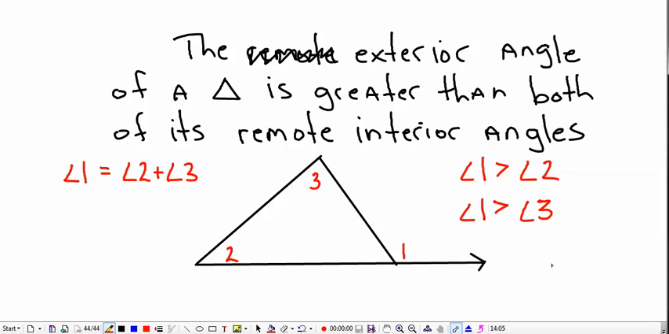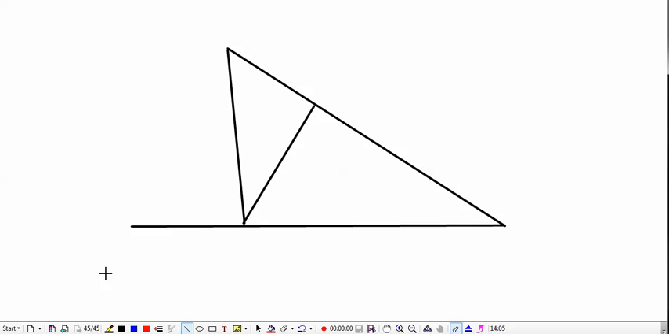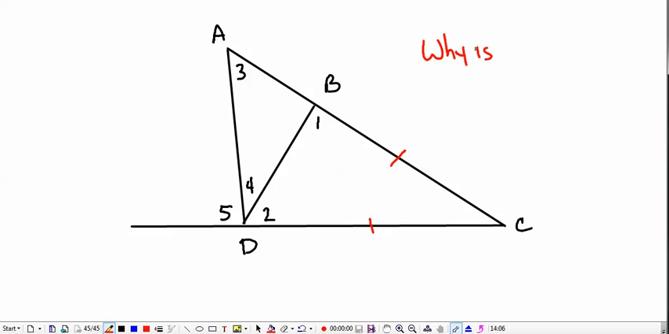Okay, good. Turn the page. And the question here is, why is angle 2 greater than angle 3?